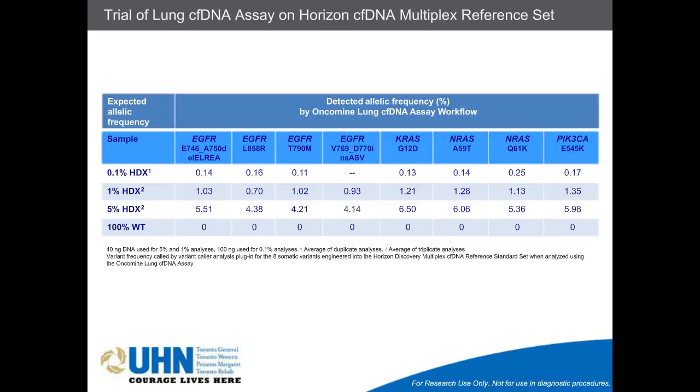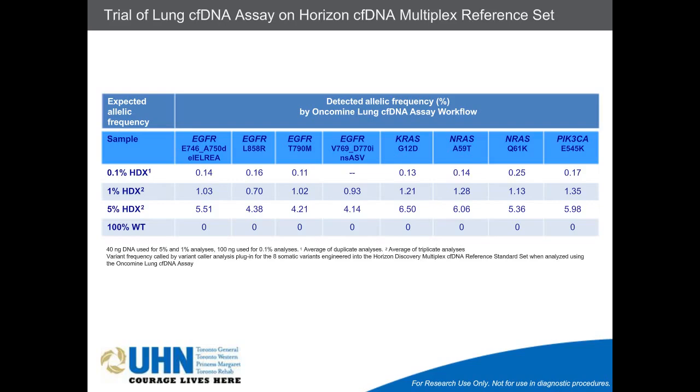So then when we started using the cell-free DNA lung assay, we did start, as recommended, testing the Horizon cfDNA multiplex reference set that I had mentioned before. And so again, this sample had 8 variants that we diluted to the different percentages shown on the left. We did have very good detection and very good correlation with what was expected for this sample. The only one that we found we could not detect at 0.1% was the EGFR exon 19 deletion.